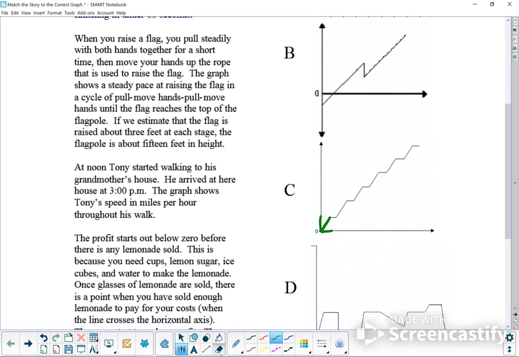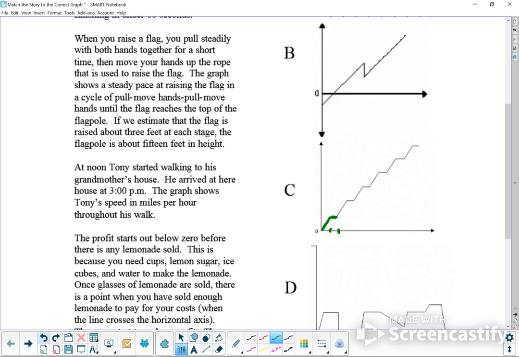Okay, now the next amount of time, from here to here, the flag does not go up at all. That's why it stays put. Anything that's flat means that whatever is on the y axis does not change. So the height doesn't change as the time goes by.